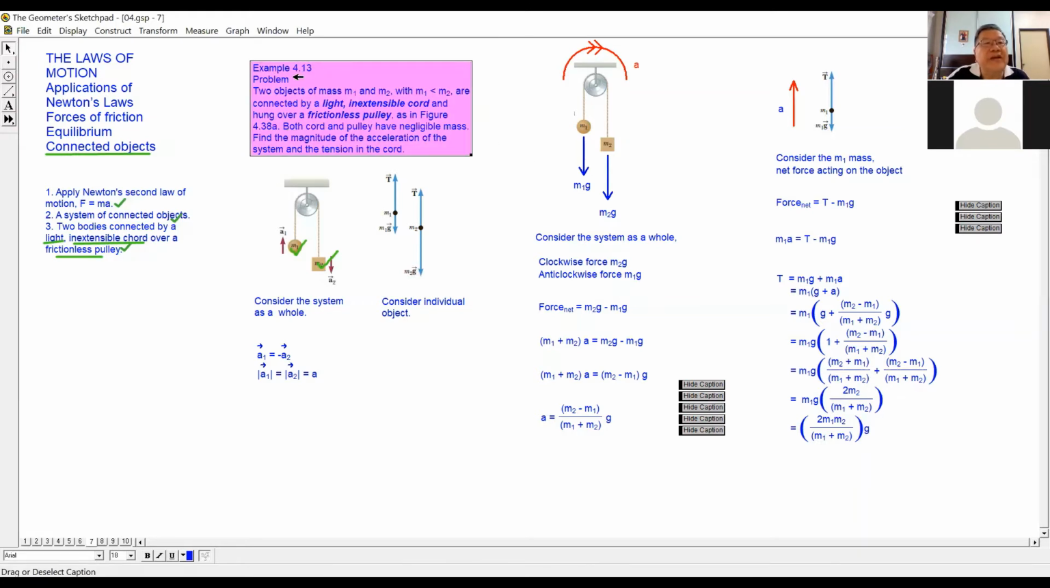You read this example 4.13. Two objects of mass m1 and m2, with m1 smaller than m2, are connected by a light and inextensible cord and hung over a frictionless pulley as in figure 4.38a. Both cord and pulley have negligible mass. Find the magnitude of the acceleration of the system and the tension in the cord. Okay, right.